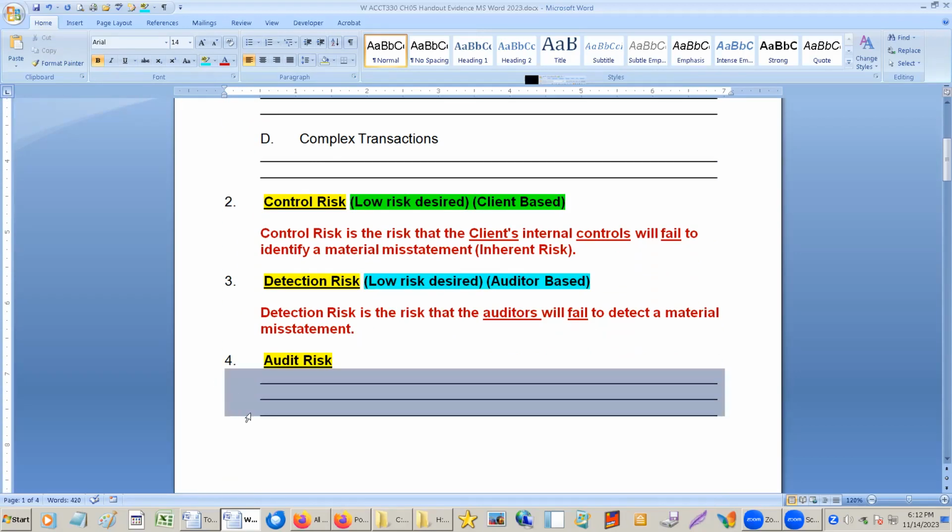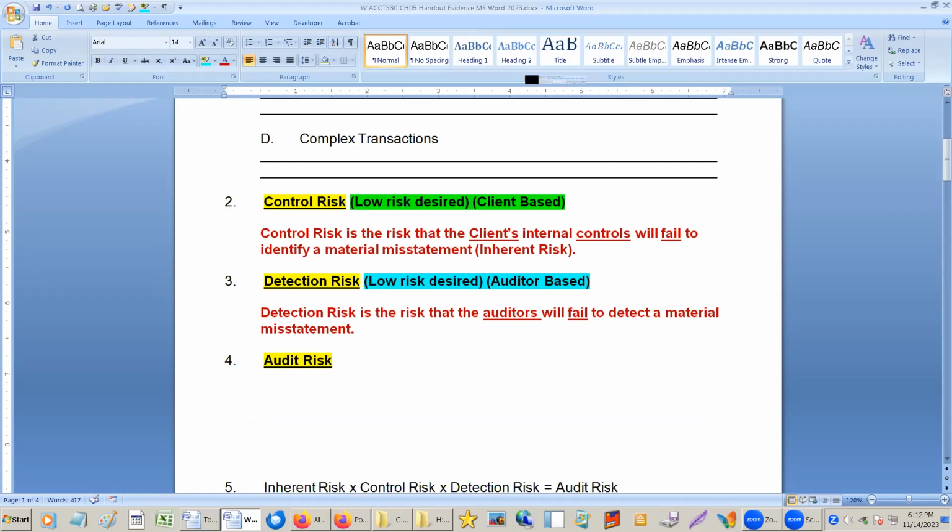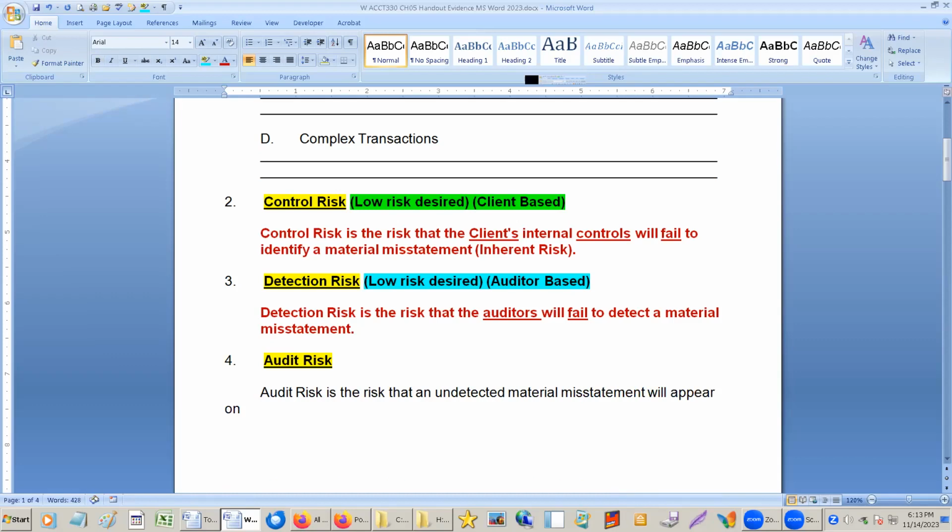Now, the last one is kind of making up all three of these. Audit risk is the risk that an undetected material misstatement will appear on the financial statements. Okay, audit risk. So this is kind of like the overall risk. You know, what is the risk that a material misstatement will occur? Again, you want this to be low.